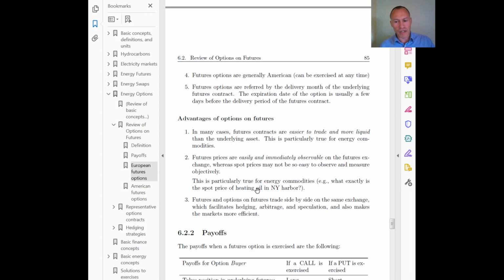So if you have an option on something which the price is not very clearly defined, where everybody immediately agrees on, that may lead to problems. So if you have instead an option on the futures on that underlying, then the futures price is very easy to observe because it's trading on an exchange, and everybody can go to the exchange website and see what is the price of the futures, right? So that's the main reason why options in energy are typically on futures, because everybody knows what the price of the futures is. Okay.